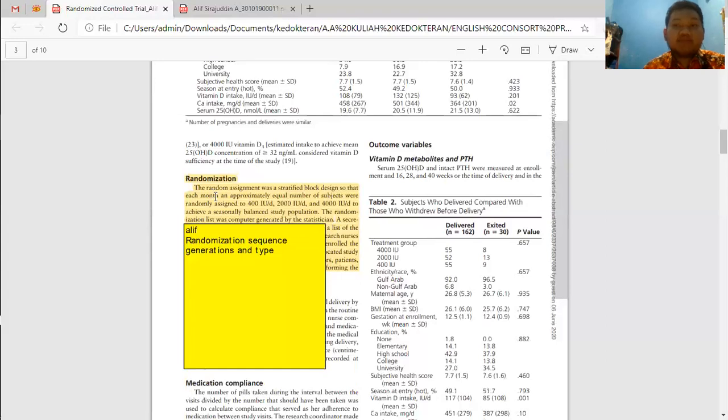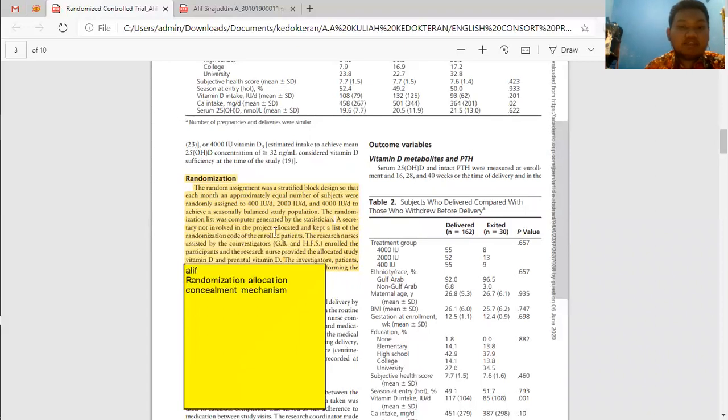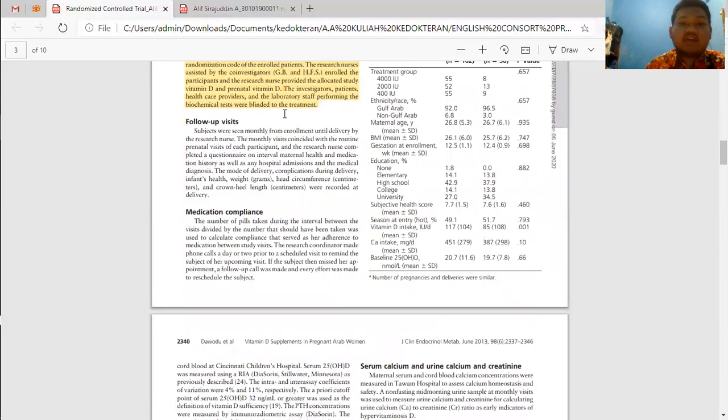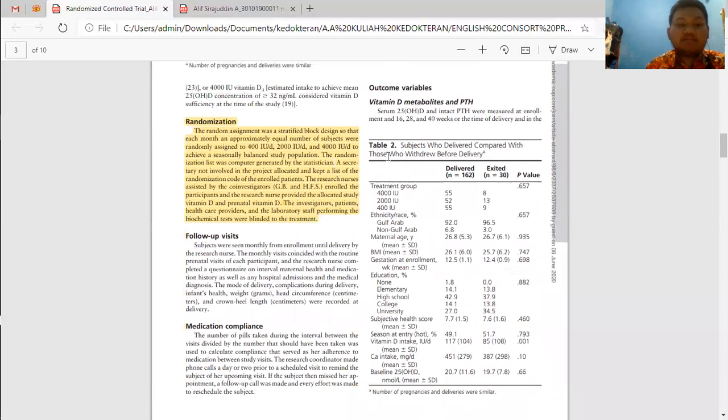And then is the randomization. Randomization is one of the topics in the methods, in codes 8A, 8B, 9, and 10. And here randomization is about sequence generation and type, which is 8A and 8B. 8A is about the method used to generate the random allocation sequence. And 8B is the type of randomization, the details of any restriction. At the end, the details are in a table in the statistical methods.